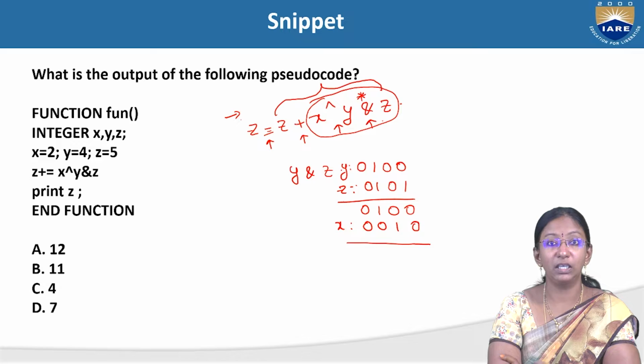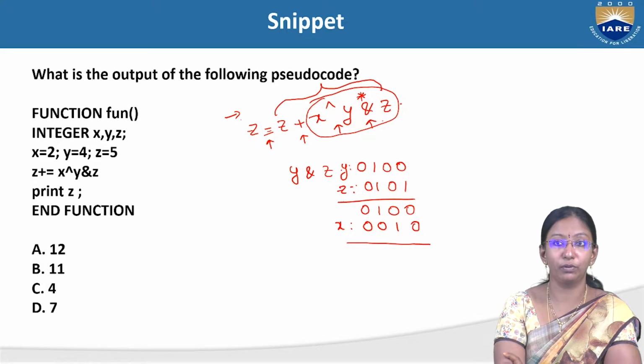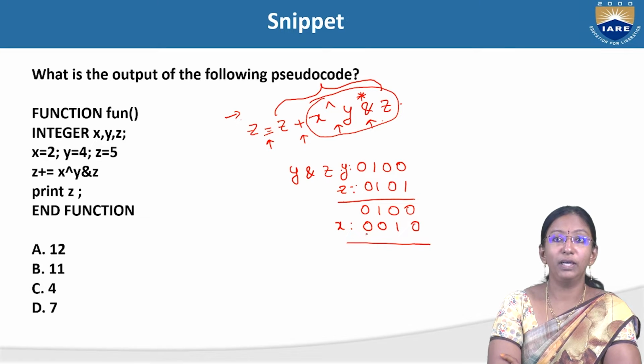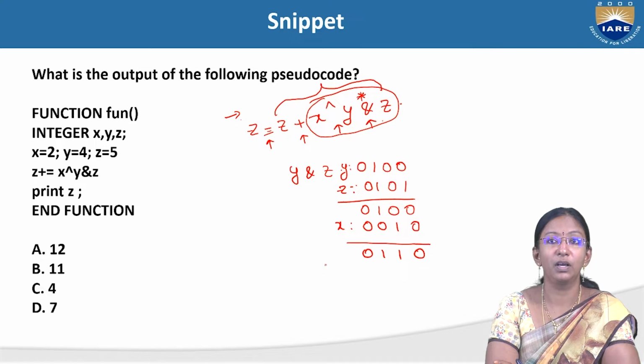So only in that case, if the values are different, if the bits are different, then the result will be true, or else it will be false, right? So look at this one. You have 0, 1, 1 and 0. That is the result. Coming to the last evaluation, which is Z. Z is 5, right? So what is the result of this one?